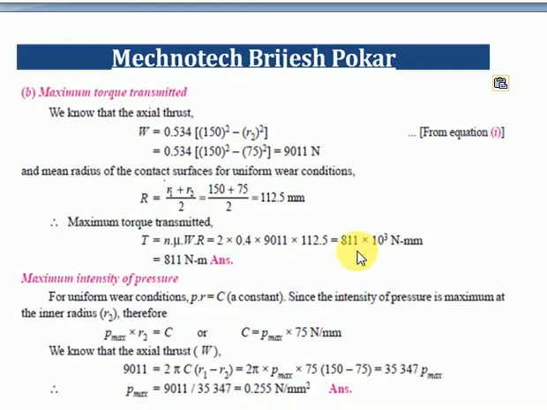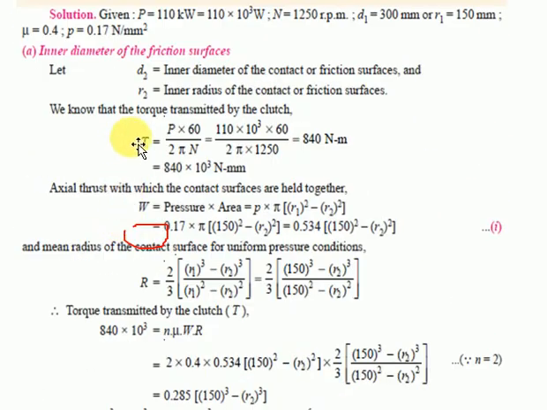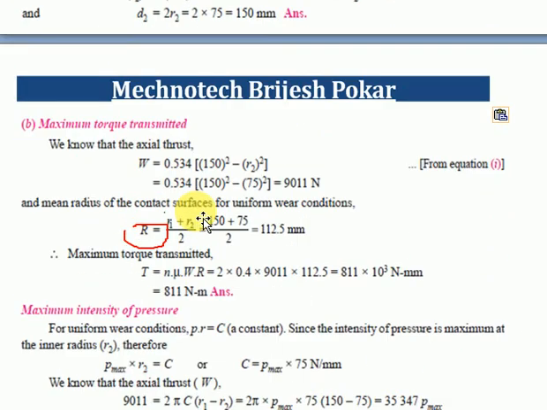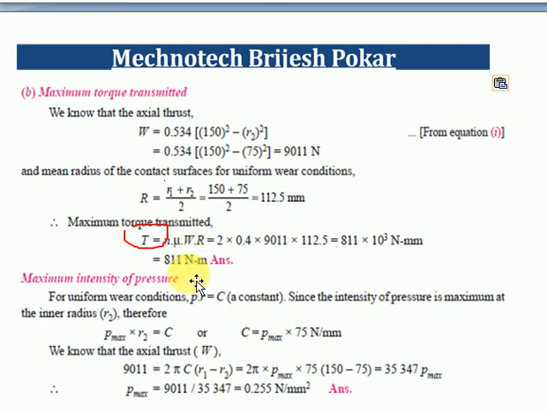So finally the torque transmitted T is equal to 811 Newton into meter, or we can say 811 into 10 raised to 3 Newton into mm. This torque is by the uniform wear theory, and the earlier torque is as per the power transmitted. So it's near about the same, not having a huge difference.